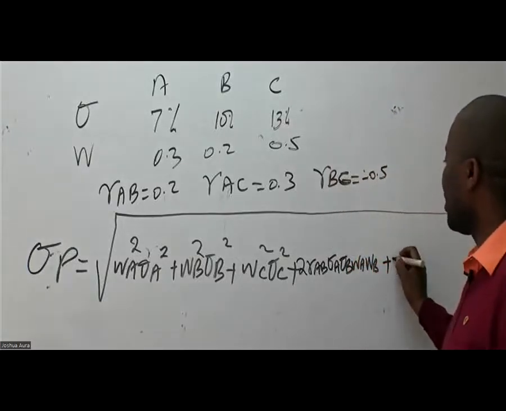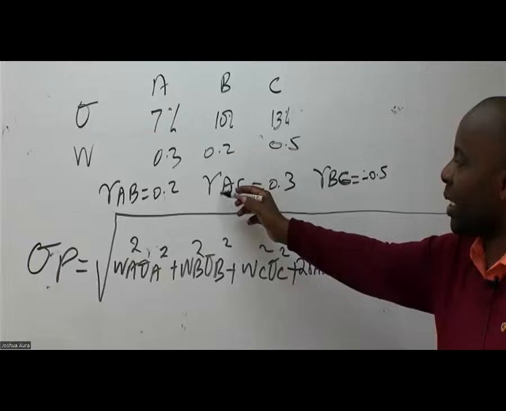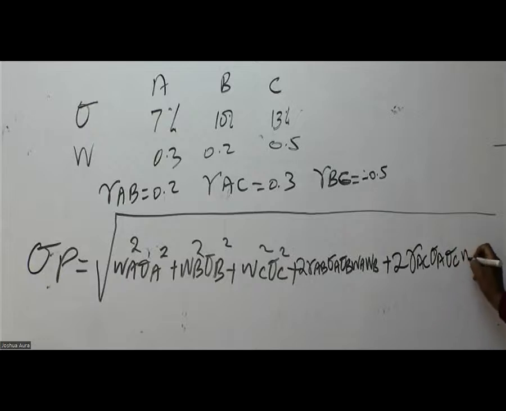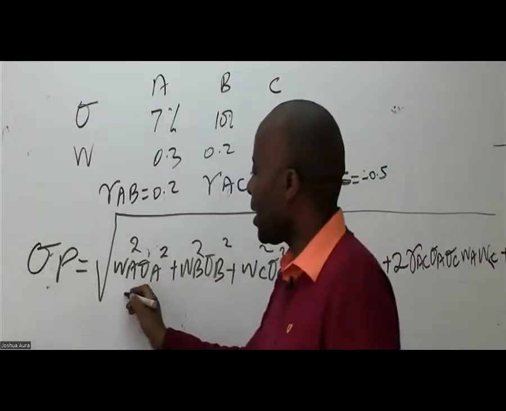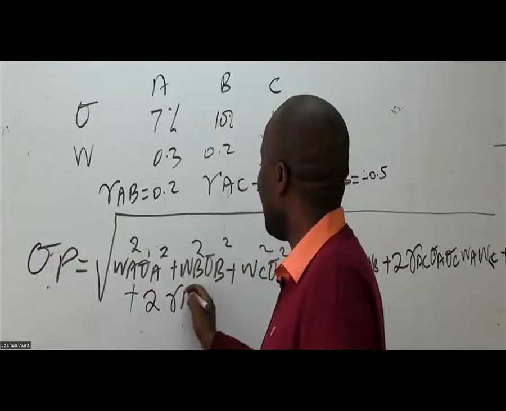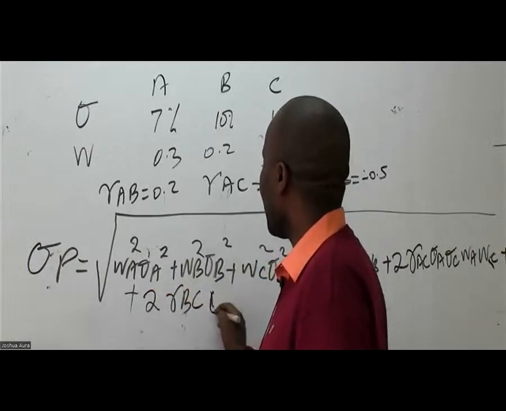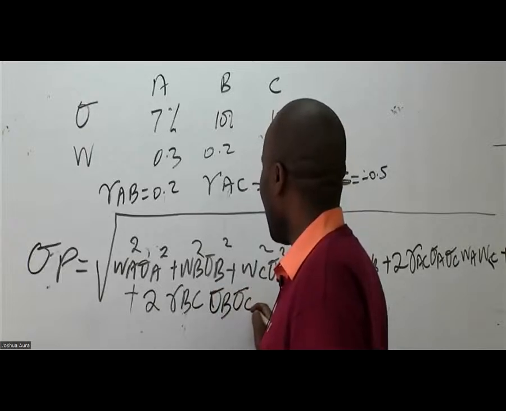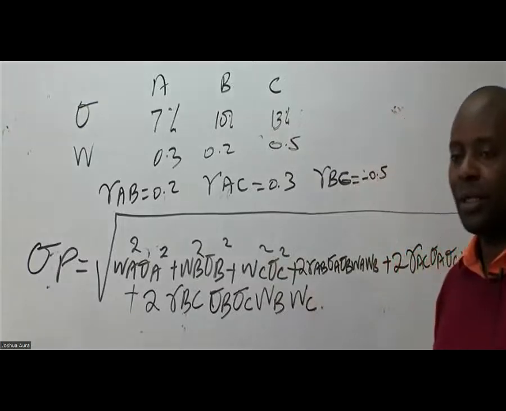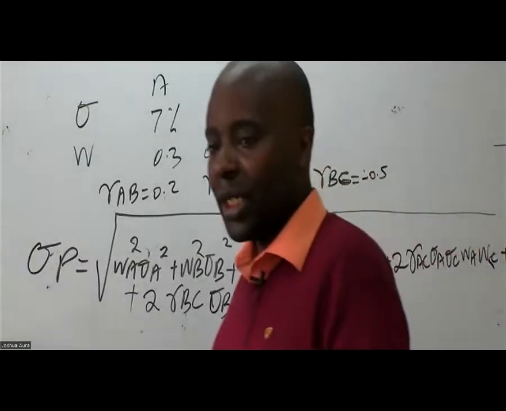Plus the next pair is AC. So plus 2, R between AC, standard deviation A, standard deviation C, with weight A, weight C. Plus the last pair is twice R between BC, standard deviation B, standard deviation C, and the weights attached like that.